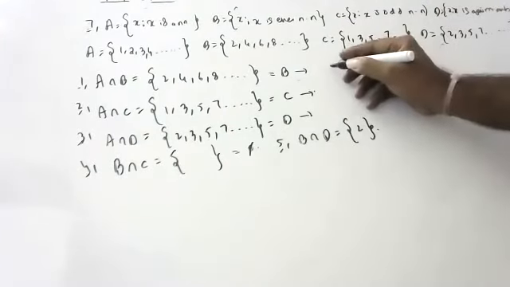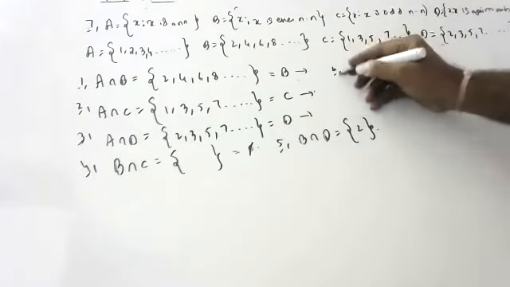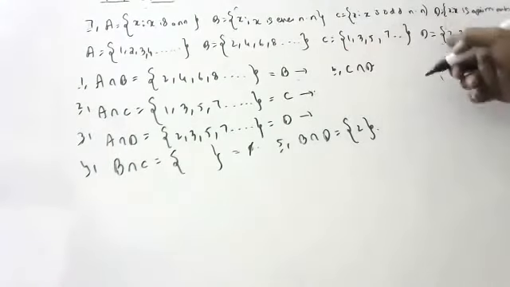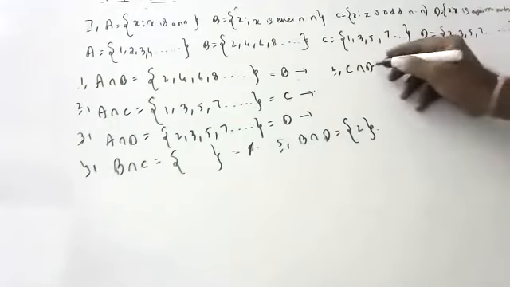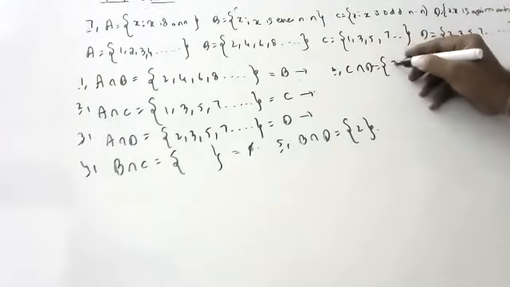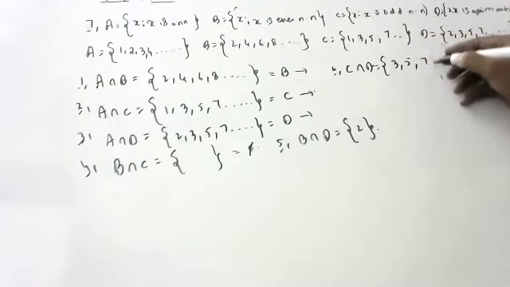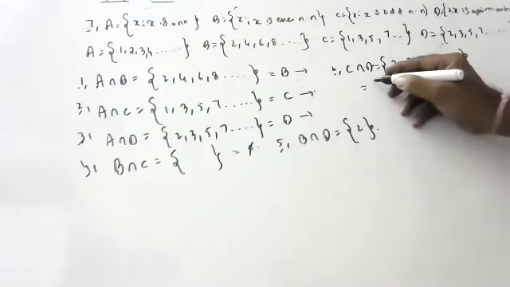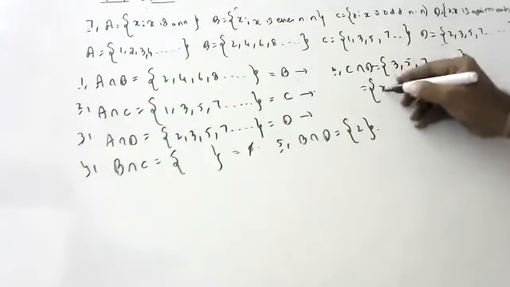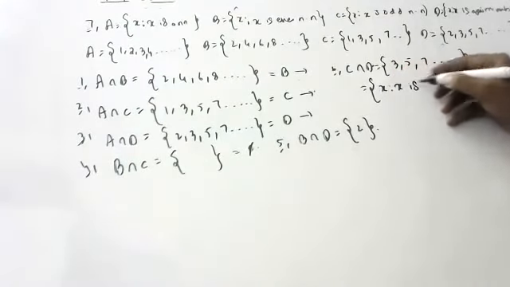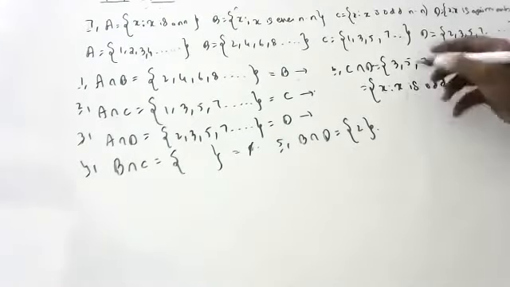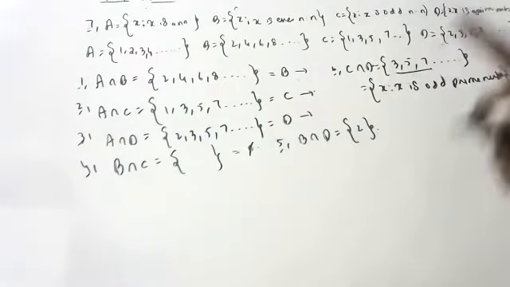And last but not least, the sixth question. C intersection D is 3, 5, 7, 11, and so on. What do you write as the set builder form? X such that x is an odd prime number. Odd prime numbers. Please try to understand, children.